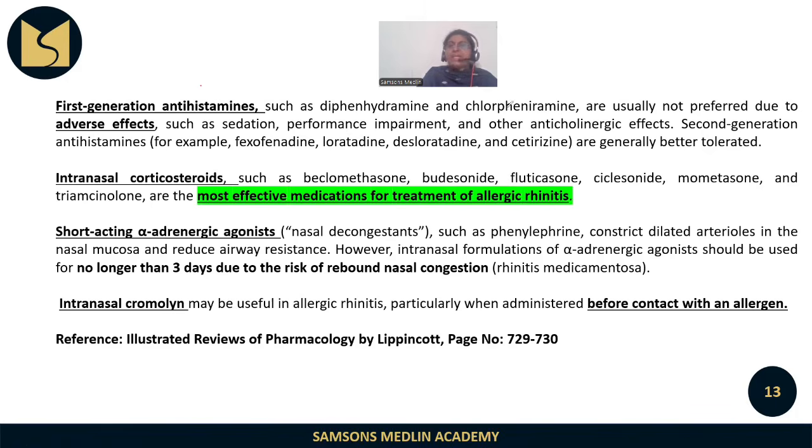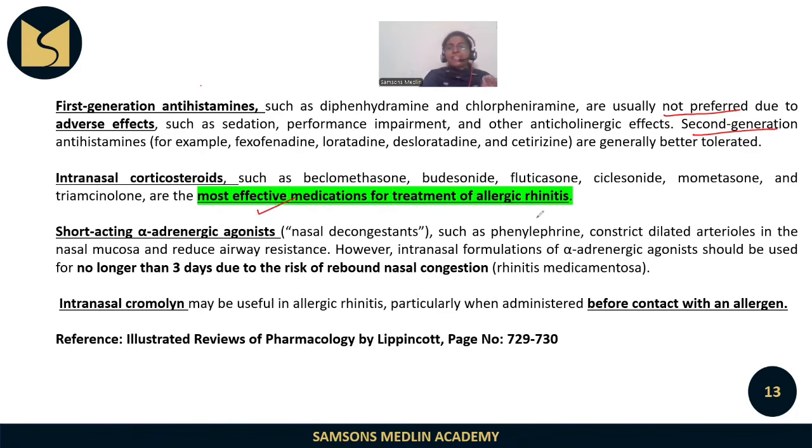So apart from chlorpheniramine, there is diphenhydramine. These are not usually preferred in the case of allergic rhinitis because there are a lot of problems associated with the first generation antihistamines like sedation and anticholinergic effects. That is why second generation antihistamines are more preferable in allergic rhinitis. And the next option given was budesonide, which is available in the intranasal form. We know that budesonide is a corticosteroid. So usually that is considered the most effective medicine for the treatment of allergic rhinitis.